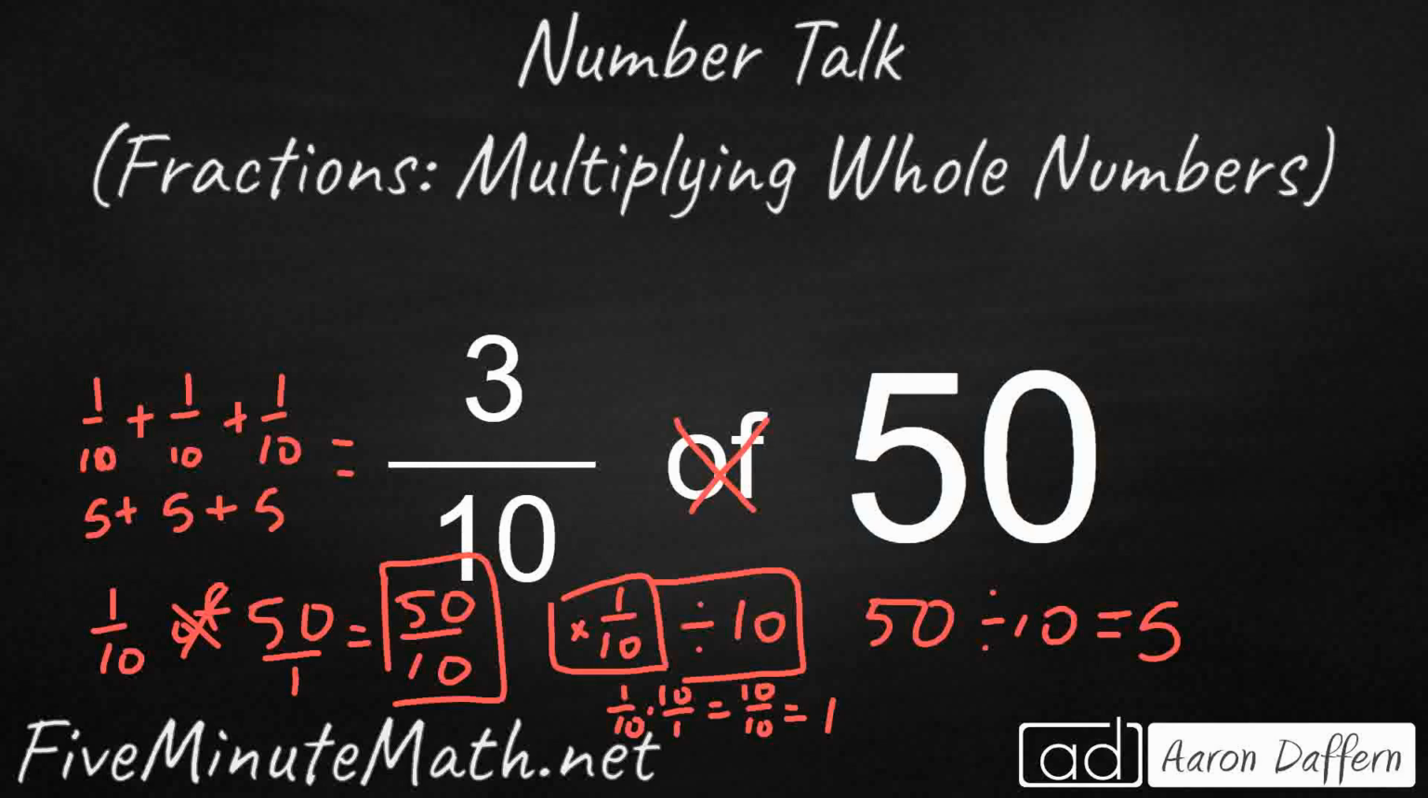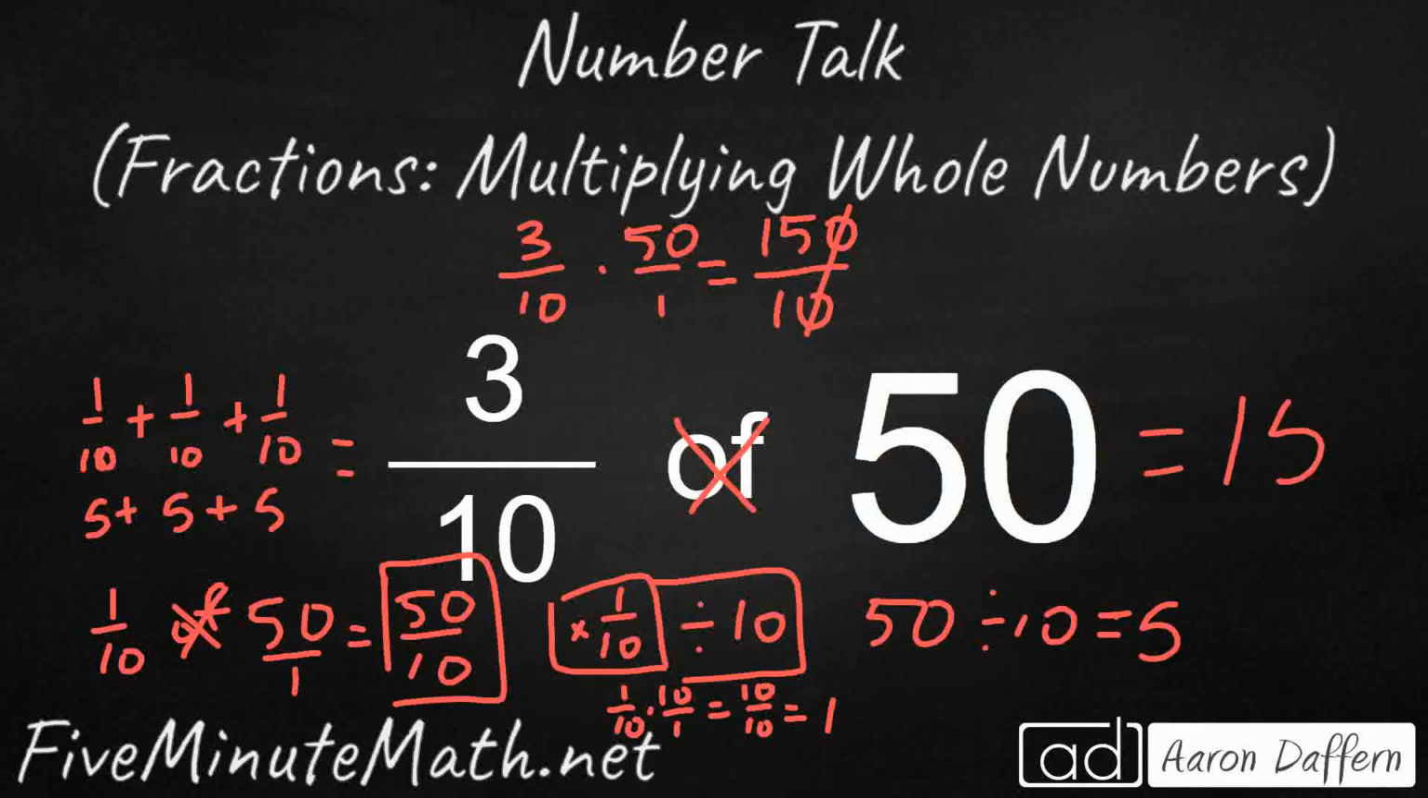Now, if you want to visually put it all together, you can just multiply it like this. 3/10, remember, "of" means times, 50, which is 50 over 1. Just multiply straight across. 3 times 50 is 150. 10 times 1 is 10. So 150 divided by 10, a shortcut is you can just drop a 0 off the numerator and denominator, 15 over 1. Either way, your answer is 15.